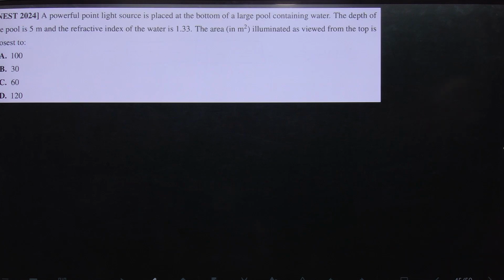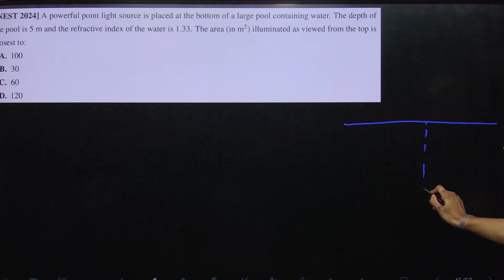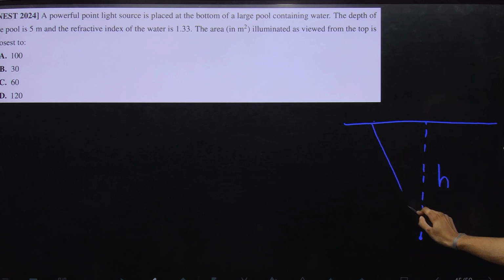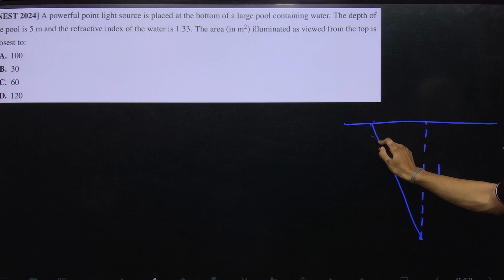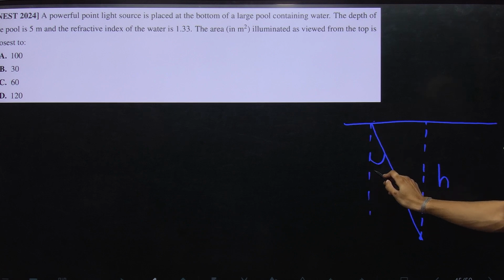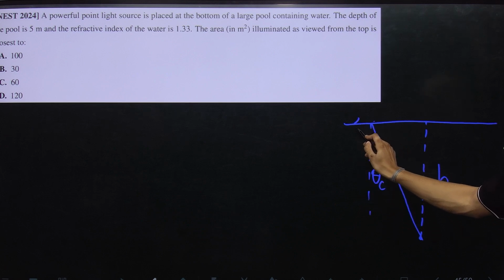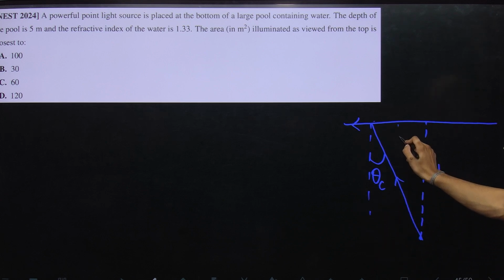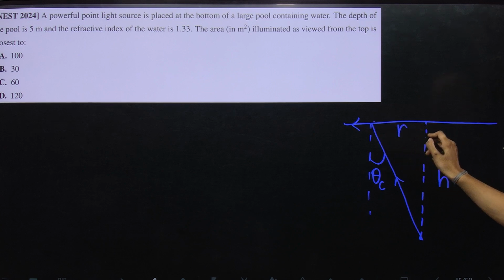Next question. We have a light source placed at the bottom of a pool such that we need to calculate the area of illumination. Height of a pool is given to us. Let's say the height of the pool is given to us as h, and a ray of light at an incident angle equal to the critical angle of water, theta critical, will cause it to escape through the surface. We need the radius r of the point where it hits the water.